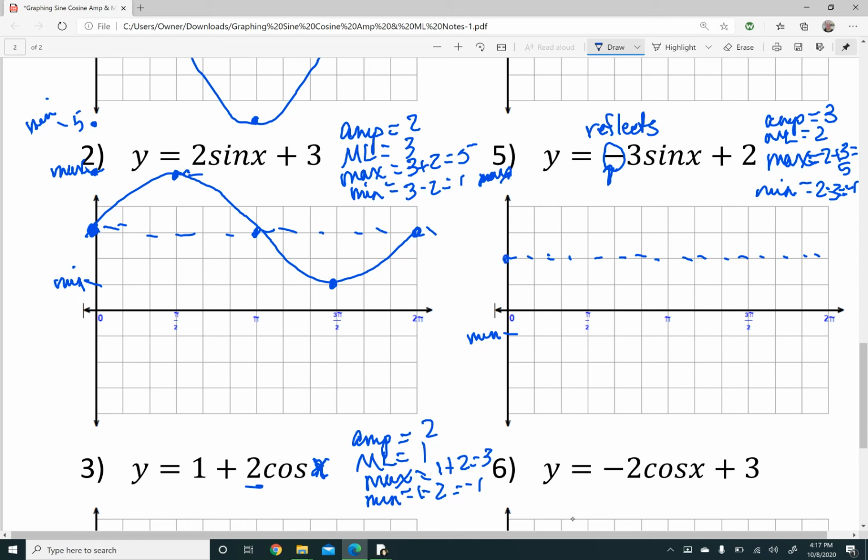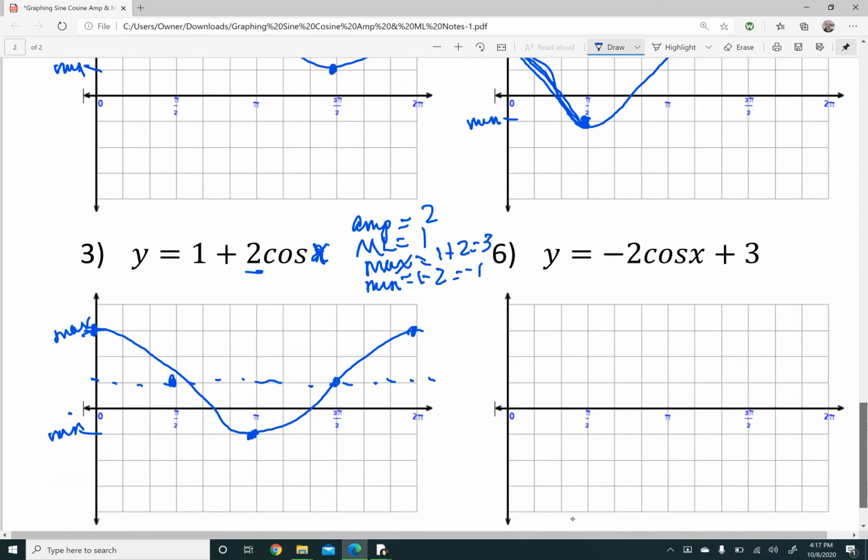So sine usually starts at the midline, but instead of going up to the max, we're going to go down to the min and then back to the midline. And instead of going down to the min, we're going up to the max. So all of them are backwards. So the graph goes this way, this way. Okay. So same thing happens here.